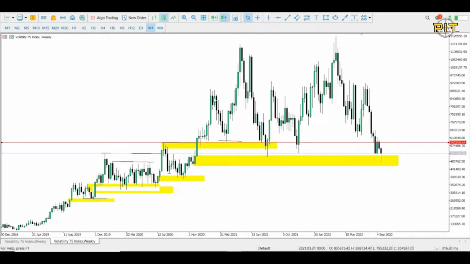But what happened is this price failed to return. It failed to return to the demand that broke this structure point. So this is considered, based on supply and demand, as FTR, failed to return. And in confluence to that, you have a fair value gap here, an imbalance in price.